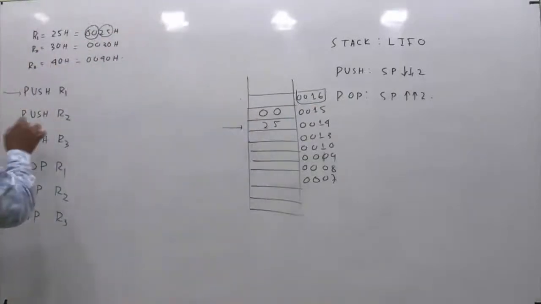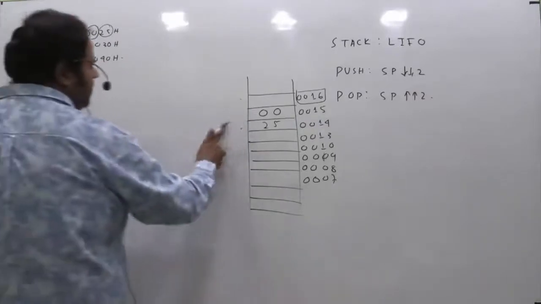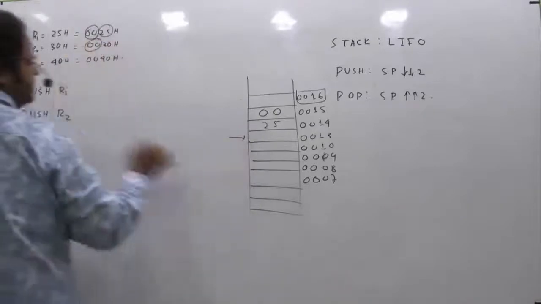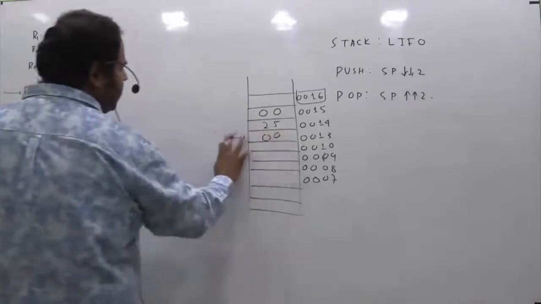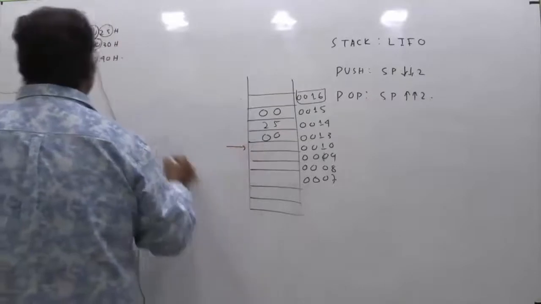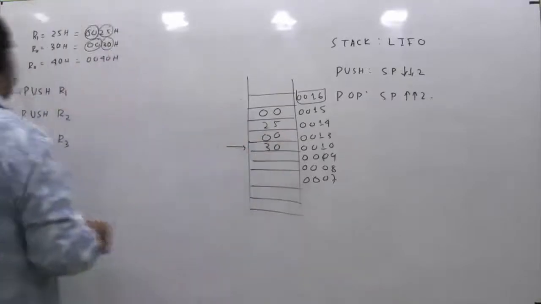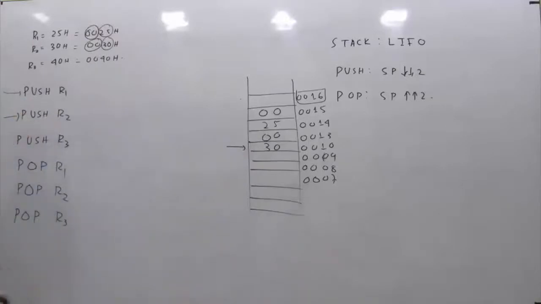So now when you execute this push R2, the stack pointer will first decrement, and the higher byte of R2, 00, will be pushed into this. Again the stack pointer will decrement, and the lower byte, that is 30, will be pushed into this. So this is the state at the end of push R2.